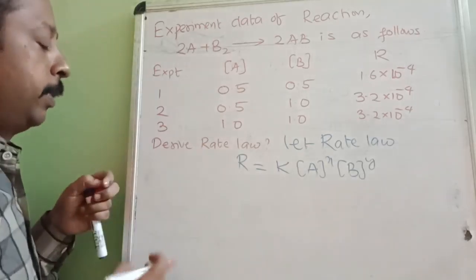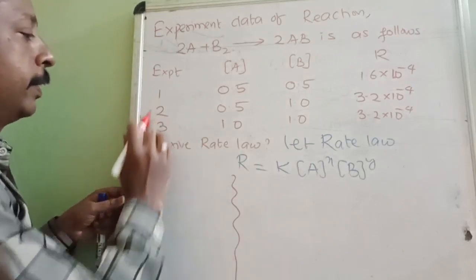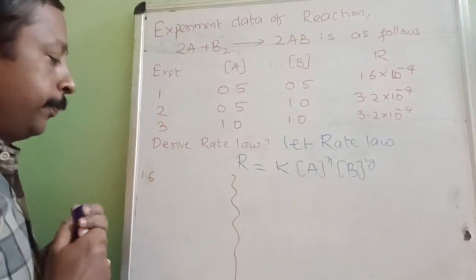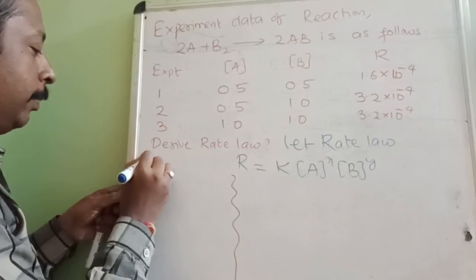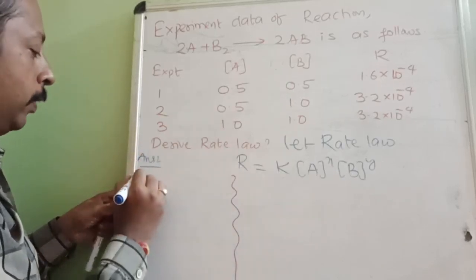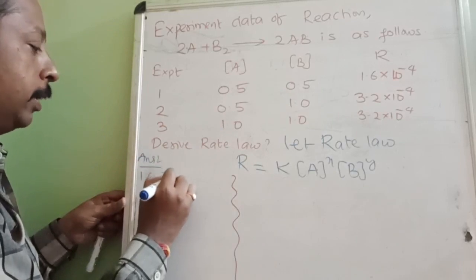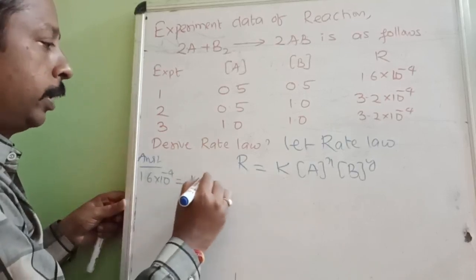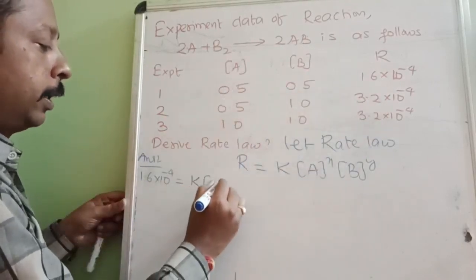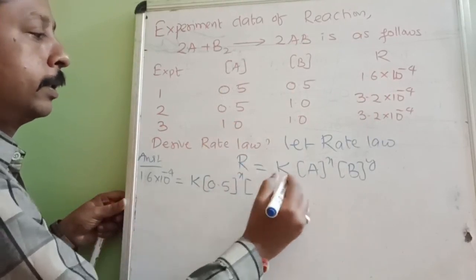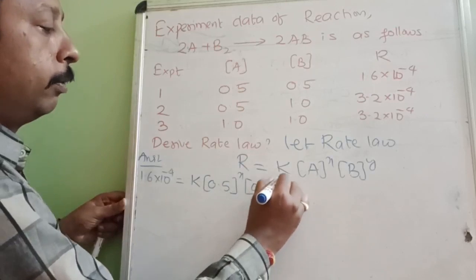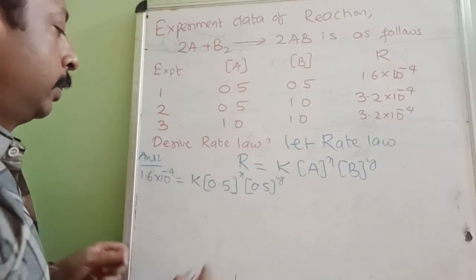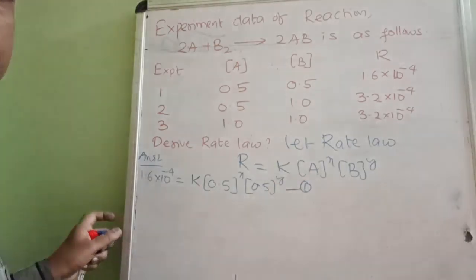Okay, so let us apply this to the first one. For the first reaction, R is equal to 1.6 into 10 to the power of minus 4, which is equal to K into, according to this, the concentration of A, 0.5 to the power of X, and the concentration of B, 0.5 to the power of Y. A and B concentrations are substituted at their respective places. I am considering this as equation 1.